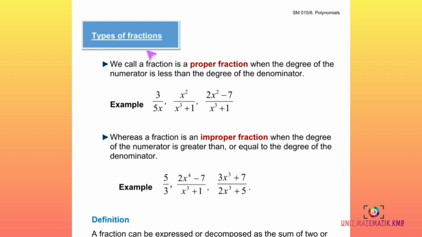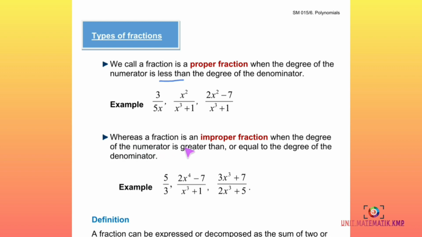Okay, types of fractions. We call a fraction a proper fraction when the degree of the numerator is less than the degree of the denominator. For example, 3 over 5x, x squared over x power 3 plus 1, or 2x squared minus 7 over x power 3 plus 1.